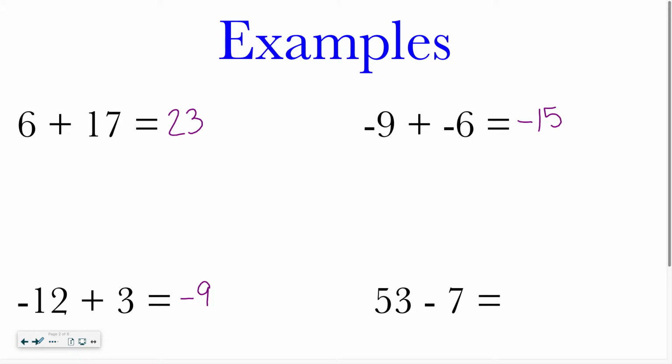All right, and then the next one. I have 53 minus 7. Just subtracting normally is 46.